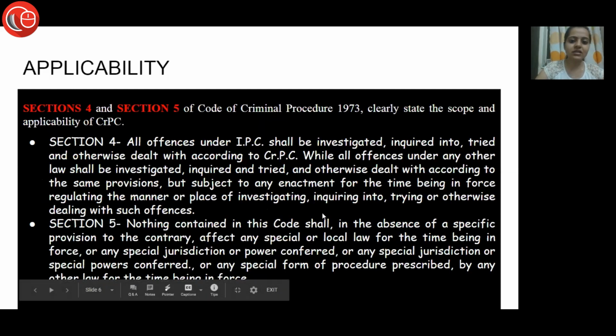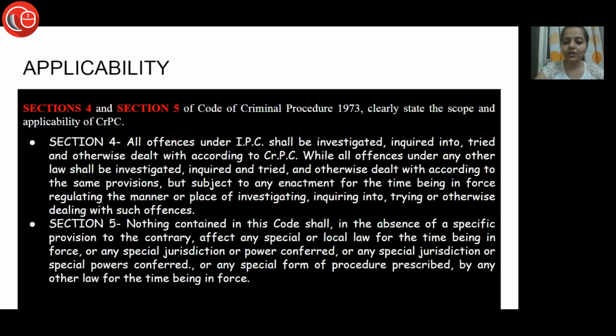Section 4: all offenses under IPC shall be investigated, inquired into, tried and otherwise dealt with according to CrPC, while all offences under any other law shall be investigated, inquired into, tried and otherwise dealt with according to the same provisions, but subject to any enactment for the time being in force regulating the manner or place of investigation, inquiring into, trying or otherwise dealing with such offences. So guys, this section can be bifurcated into two heads: offences under IPC and offences under any other act. All offences under IPC are to be dealt with in accordance with the criminal procedure code. This is a mandatory requirement.